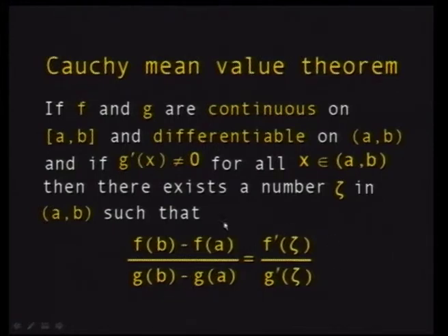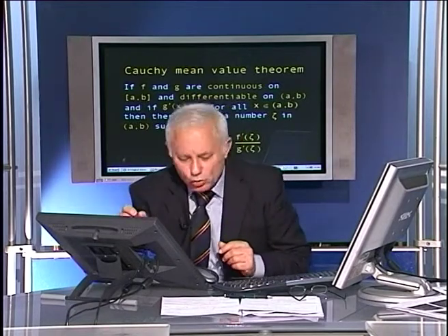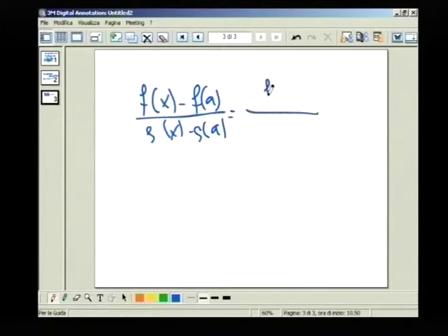Now, from this Cauchy mean value theorem, you can actually obtain directly the result of L'Hopital. How can we do this? What we can do is write it in the following form. Instead of writing f of a and f of b, you can write it in the form f of x minus f of a divided by g of x minus g of a is equal to f dash of zeta divided by g dash of zeta.